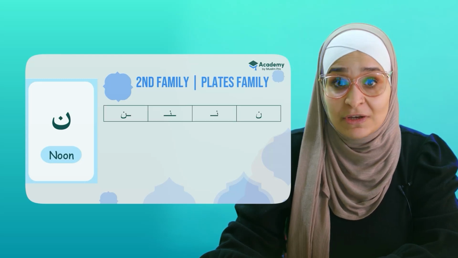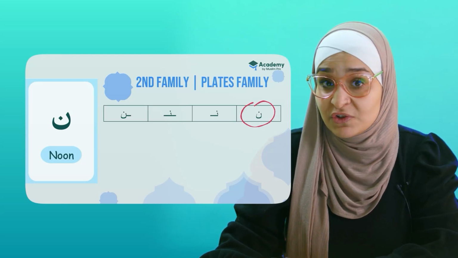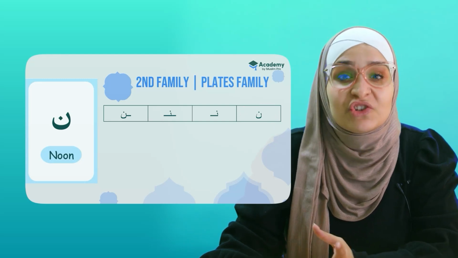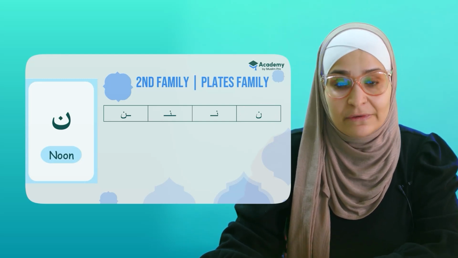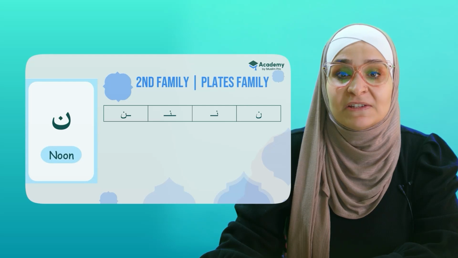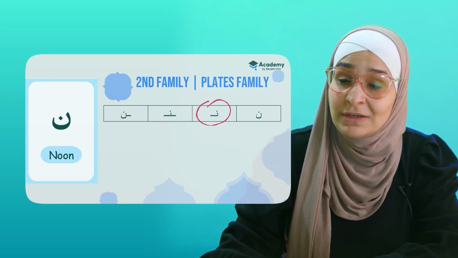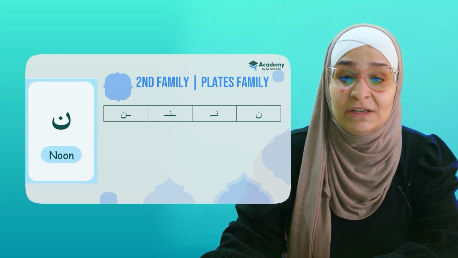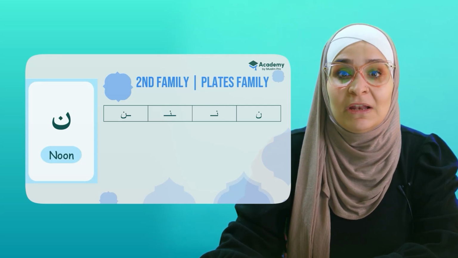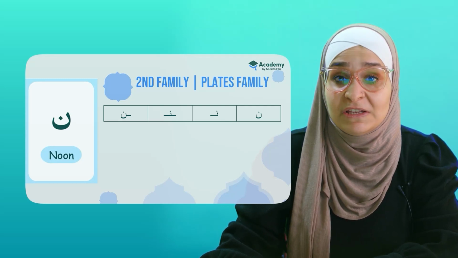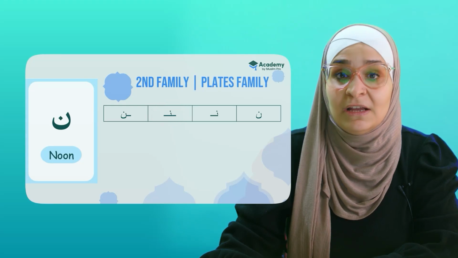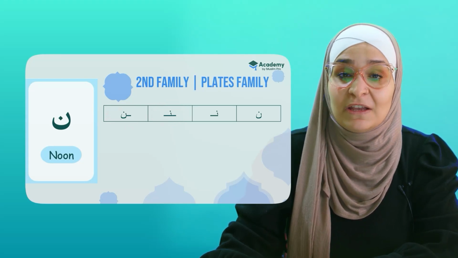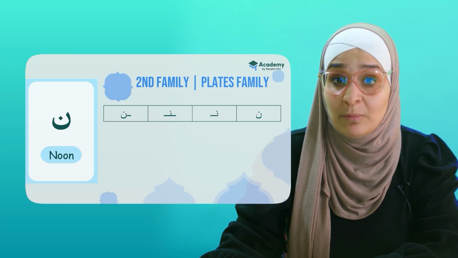Let's have a look at how we write the noon in its different positions. The independent position has a more bowl-like shape, like half a circle. Then in its initial position, it's written connected on the left side. So the noon is similar in its initial and medial position to the ba, ta, tha. Then we have the final position. As you can see, it also has the shape of a bowl.